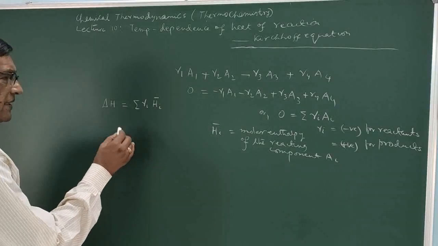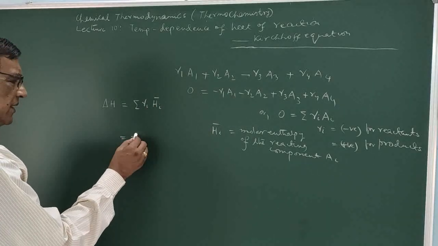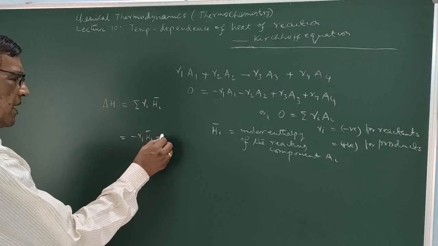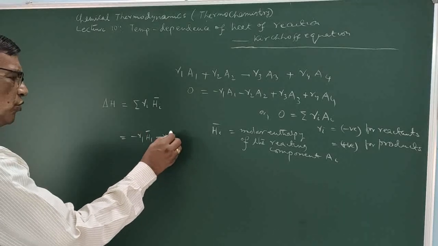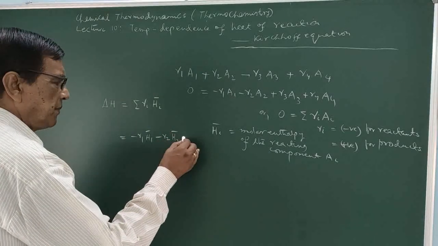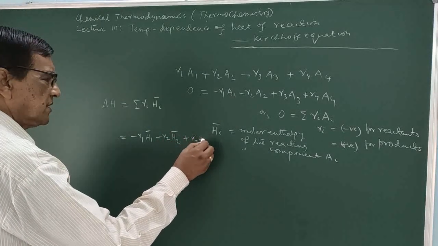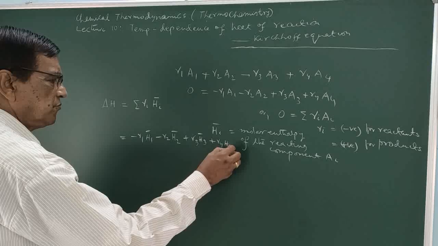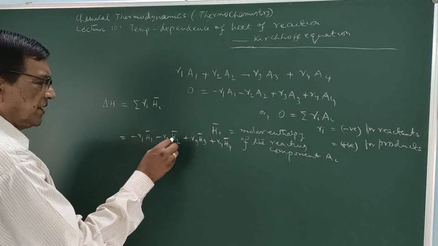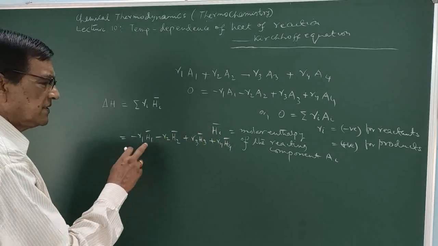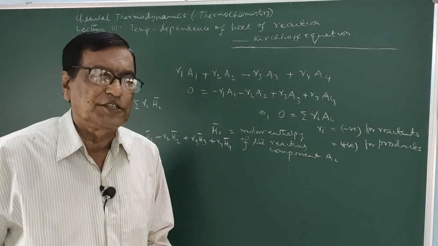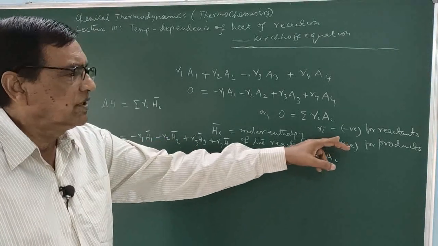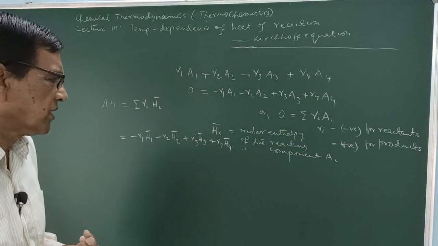It means that if we elaborate, then minus nu1 H1 bar for the reactant, minus nu2 H2 bar, and plus nu3 H3 bar, and plus nu4 H4 bar. H1 bar, H2 bar, H3 bar, H4 bar are the molar enthalpies of A1, A2, A3, A4, and the stoichiometric coefficients follow the rule: negative for the reactants and positive for the products.